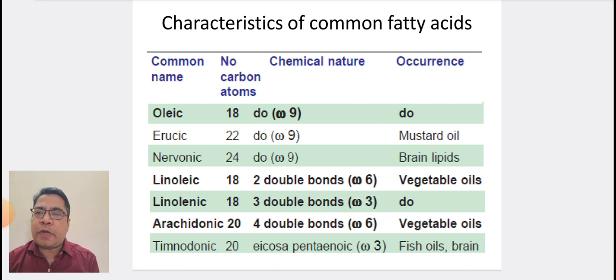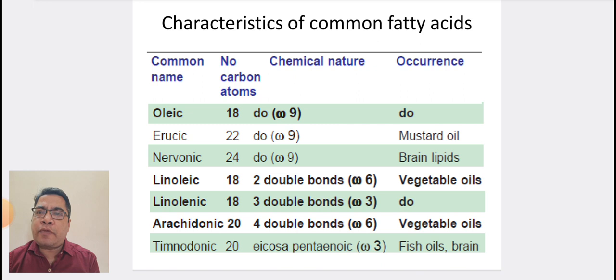Linoleic acid. Number of carbon atoms is 18. The chemical nature is 2 double bonds, and occurrence is in vegetable oils. Linolenic acid. Number of carbon atoms is 18. Chemical nature is 3 double bonds, and occurrence is in vegetable oils. Arachidonic acid. Number of carbon atoms is 20. Chemical nature is 4 double bonds, and occurrence is vegetable oils.